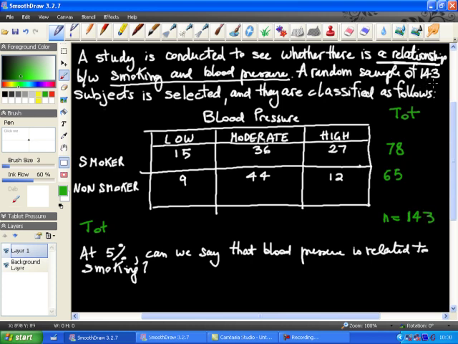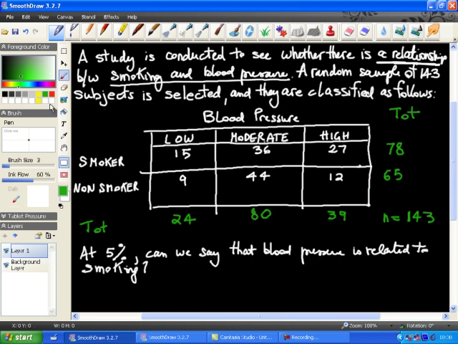If we do the column totals, 15 and 9 is 24, which means that of the people asked, 24 had low blood pressure. 36 plus 44 is 80, which means that 80 had moderate pressure. 27 plus 12, which is 39 of those 143 subjects, were classified as high pressure. Again, the sum of 24 plus 80 plus 39 gives us 143. So this is always some work to do.